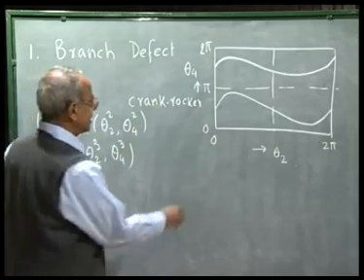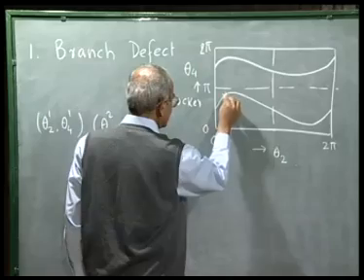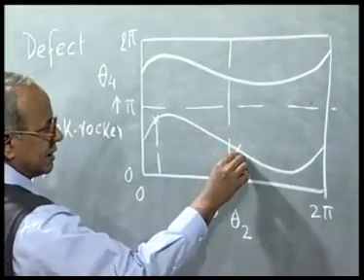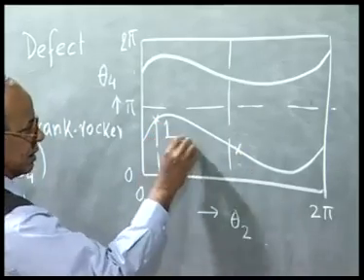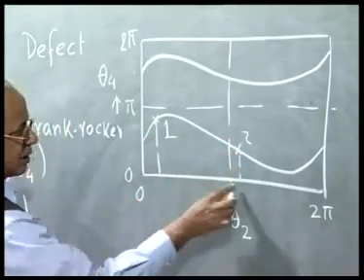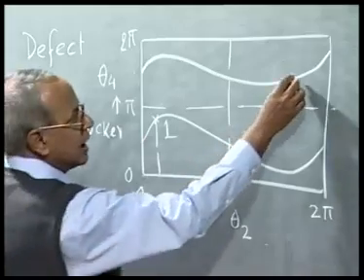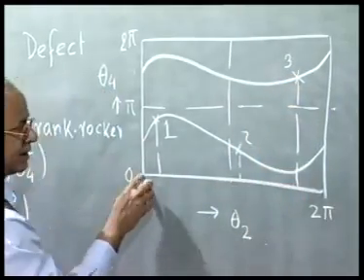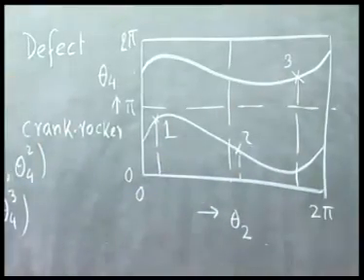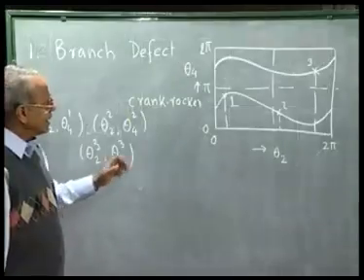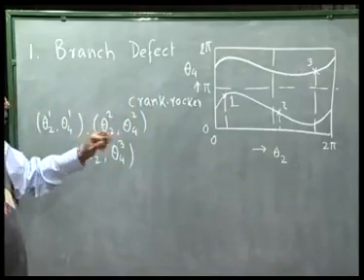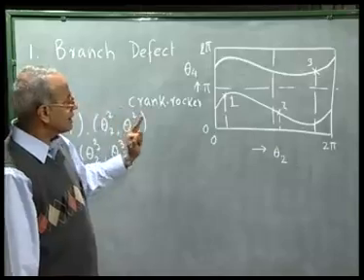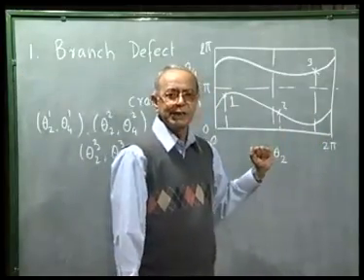And suppose these 3 sets are like one point here, this is theta 2 1, this is theta 4 1, this is the second point, that means this is theta 2 2 and this is theta 4 2, and this is the third point, this is theta 2 3 and this is theta 4 3. What we realize is that with the same link lengths all these 3 points are satisfied, but all the 3 points are not satisfied by the same mode of assembly.